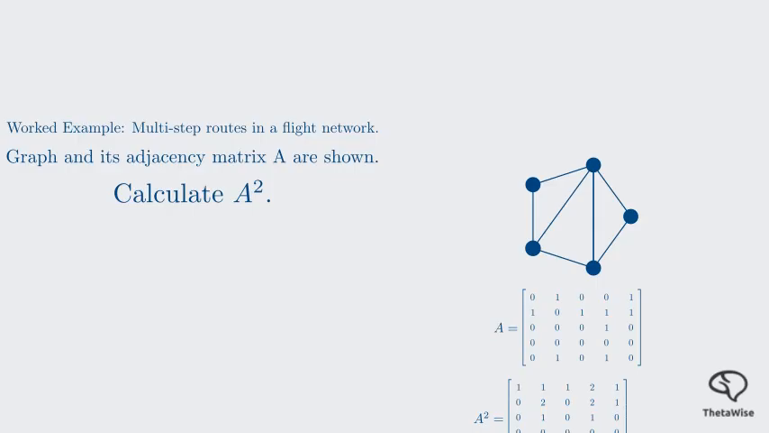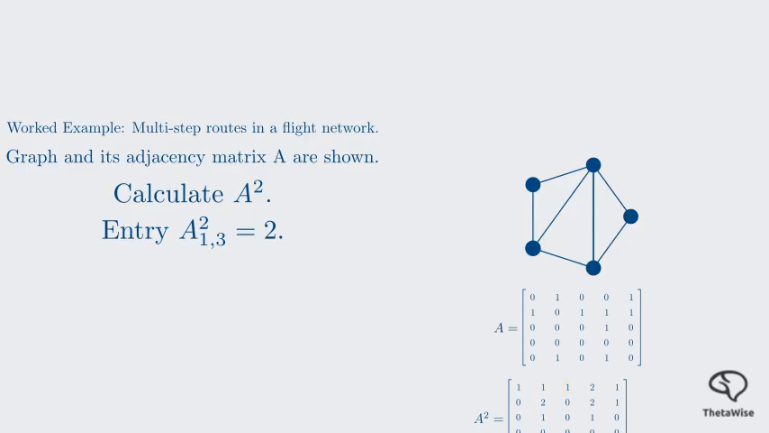Each entry A squared subscript ij now represents the number of flights that take exactly 2 steps to go from city i to city j. For example, the entry in row 1, column 3 is 2. This means there are two two-step routes from city A to city C. Now, why does this work?